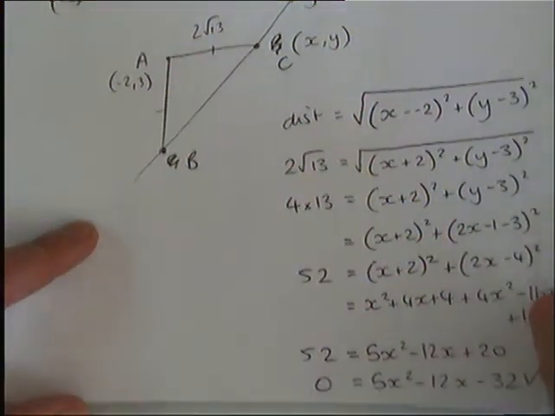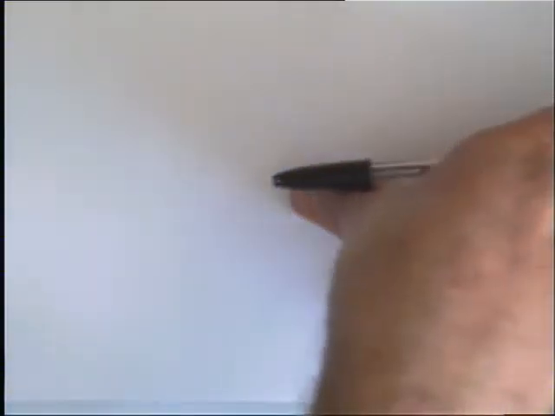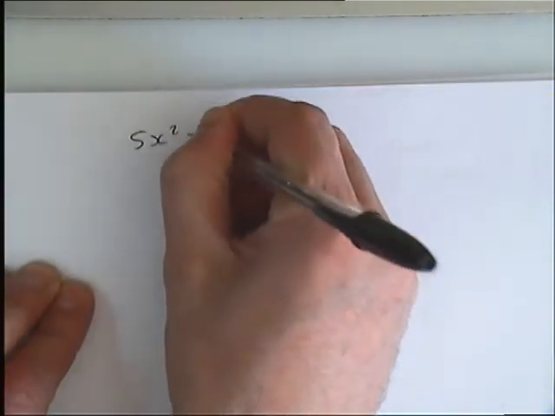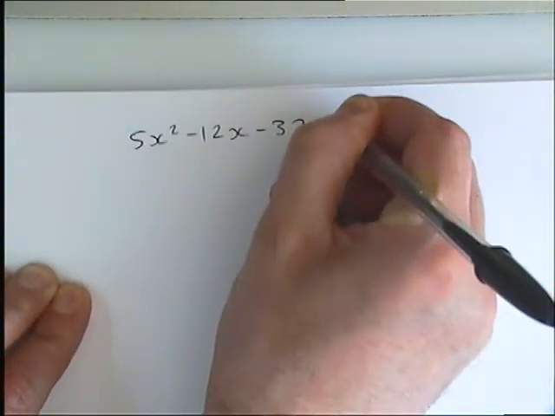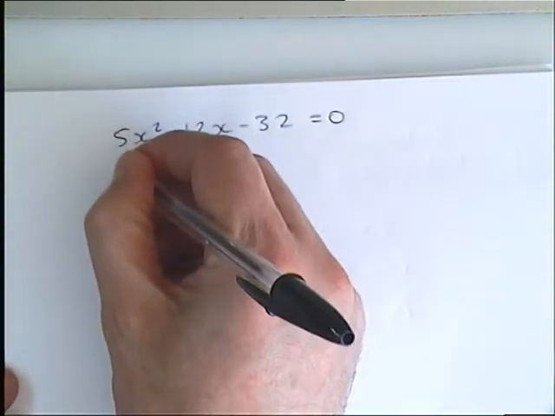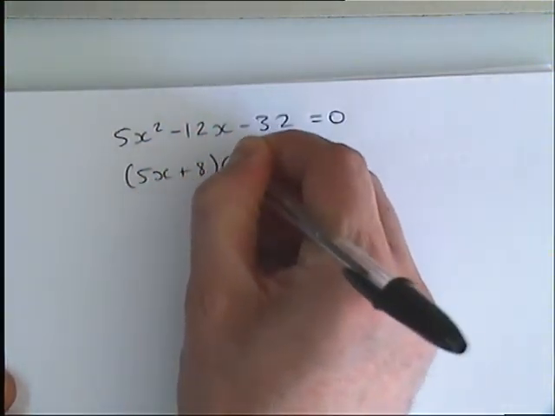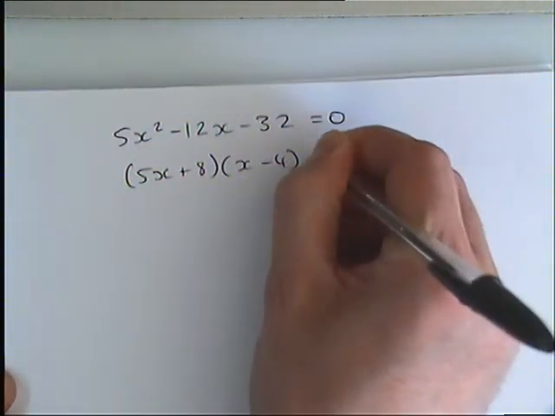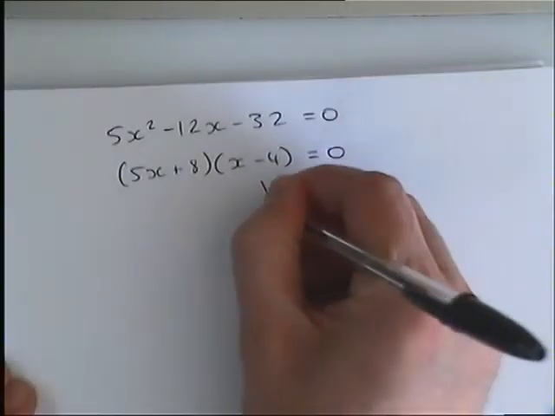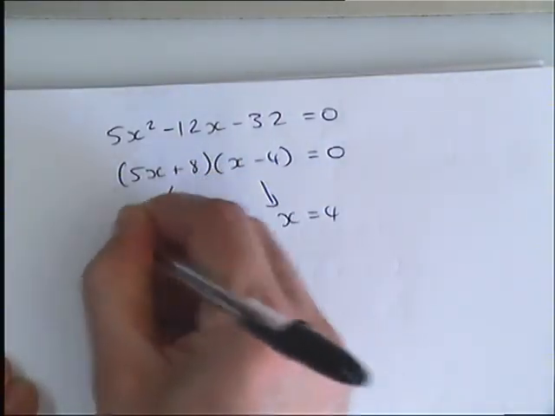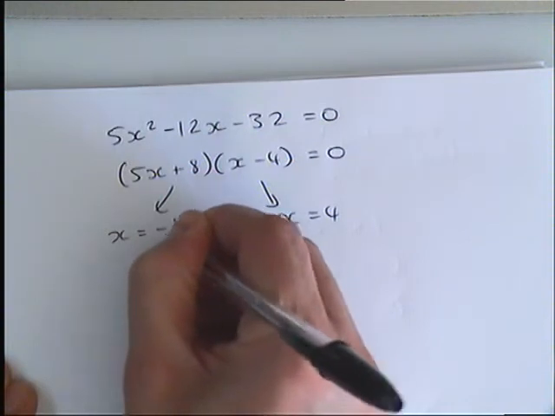So let's go ahead and solve that equation. So that was 5x squared minus 12x minus 32 equals 0. You can use the formula here. You can factorize. In fact, it does factorize reasonably nicely. So I'll just show you that. So either x equals 4 or x equals minus 8/5.